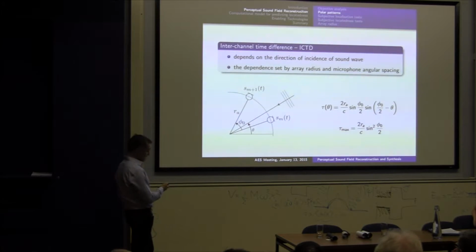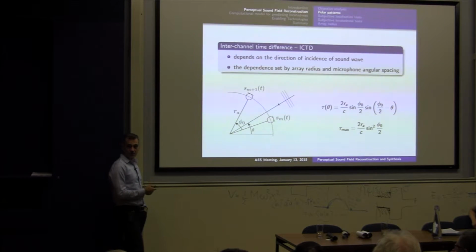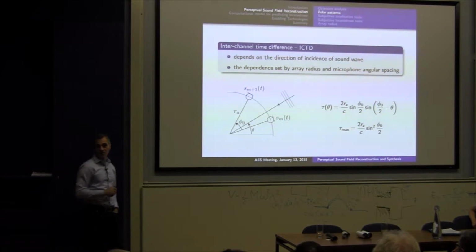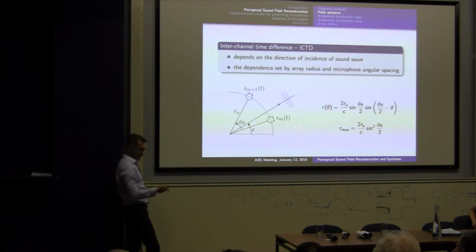However, once we decide how many channels we have and the radius of the array, for a given direction of propagation of the sound field, the time of arrival between these two channels is completely determined by the geometry, and we do not have any control over it. There is simply a geometrical relationship, and that is going to be our interchannel time difference for a given direction of the sound.